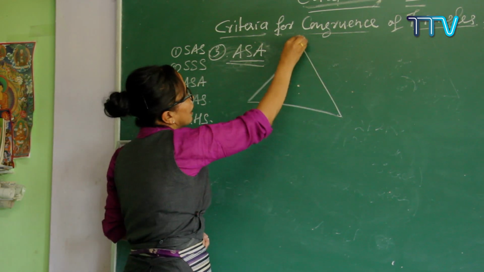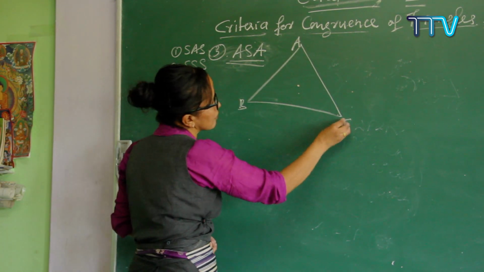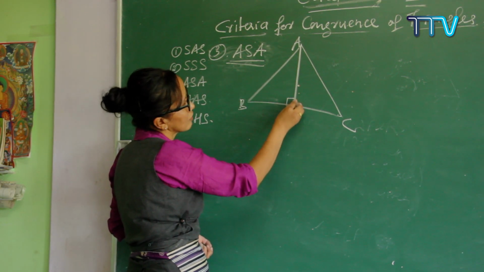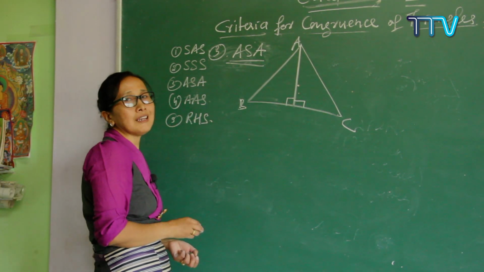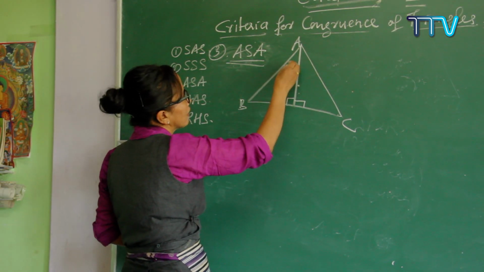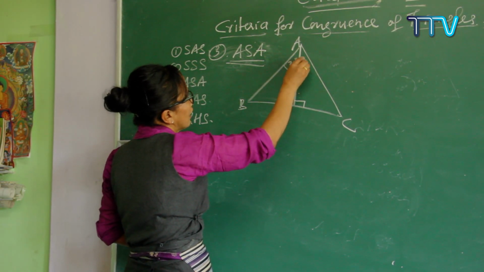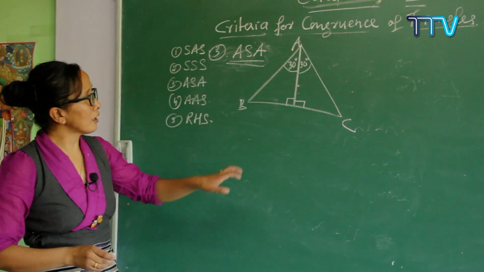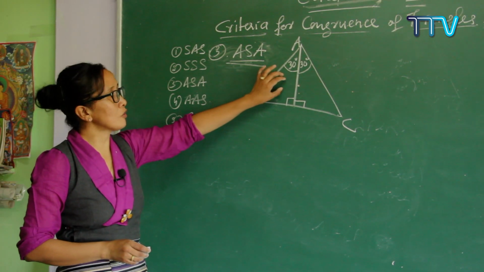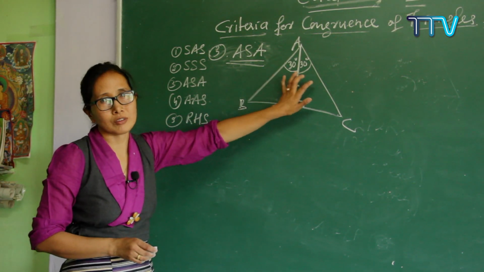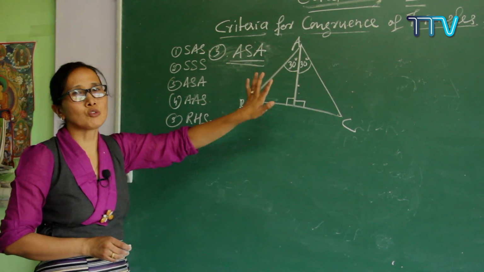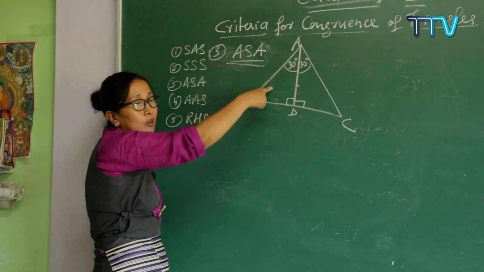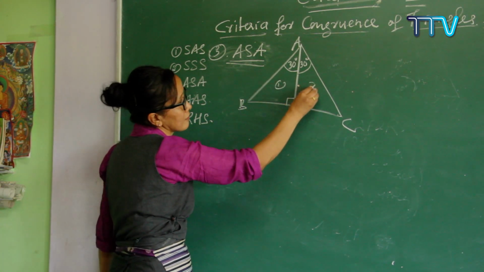See here, A, B, C, D, and I'll draw like this. This symbol is 90 degrees, and let me give an example here. So this is 30 degrees, and I'll give 30 degrees here also. Do you get it? Now see here, you can get a question this way: are these 2 triangles congruent or not? How do we prove that 2 triangles are congruent? This is the first triangle, this is the second triangle.